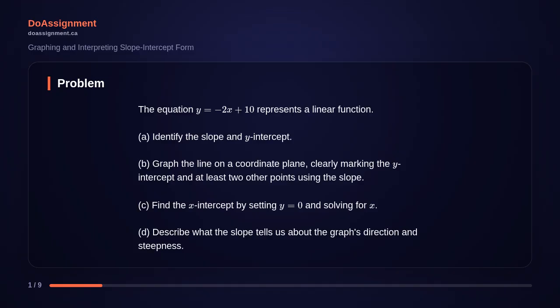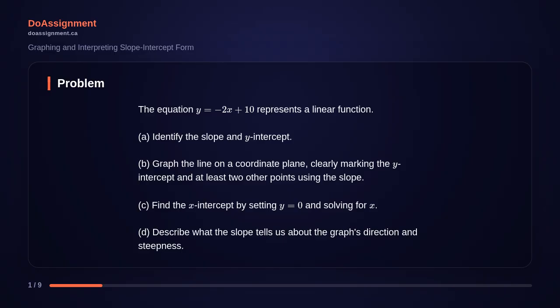The equation y equals negative 2x plus 10 represents a linear function. Part A, identify the slope and y-intercept. Part B, graph the line on a coordinate plane, clearly marking the y-intercept and at least two other points using the slope. Part C, find the x-intercept by setting y equal to 0 and solving for x. Part D, describe what the slope tells us about the graph's direction and steepness.